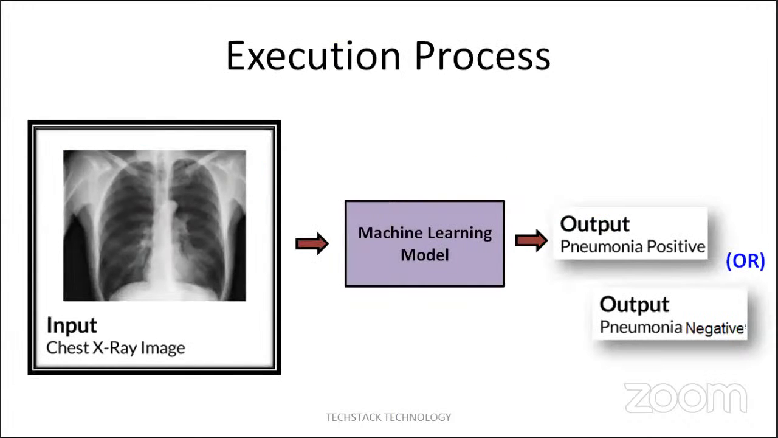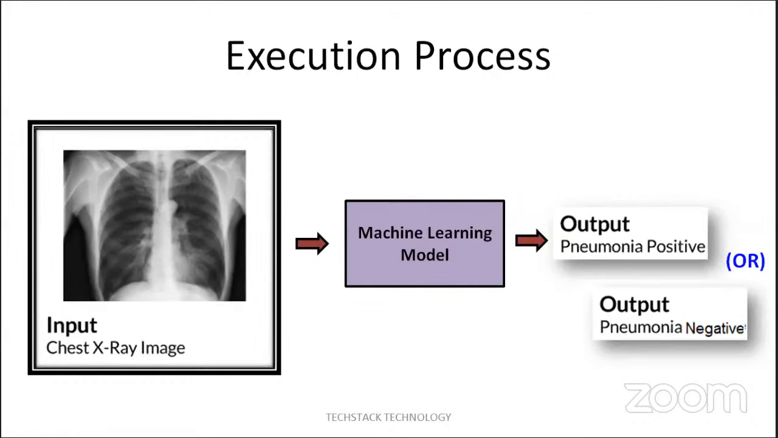So how is the detection process executed? Pneumonia is identified overall in the entire world. To detect pneumonia, an X-ray image is a better choice instead of MRI or ultrasound, and this is a much easier process. The input for the machine learning model is an X-ray image, which is normally in digital form. It simply gives an output. The output is nothing but pneumonia positive or pneumonia negative. This is the entire execution process.